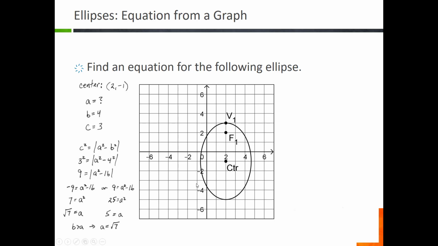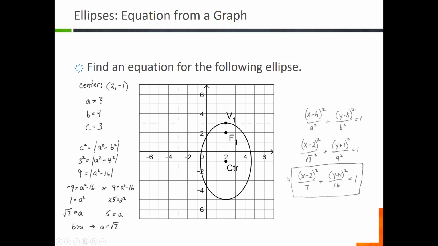So which is it? Well, remember, this is a taller ellipse, so that means b must be bigger than a. And if b is 4, well, 5 is bigger, so that doesn't work. It can't be 5. So that means b has to be bigger than a, which is the square root of 7. So we know a has to be the square root of 7. So if we put all that in our equation, we know the center is at (2, -1), we know a is the square root of 7 and b is 4. And we can simplify.